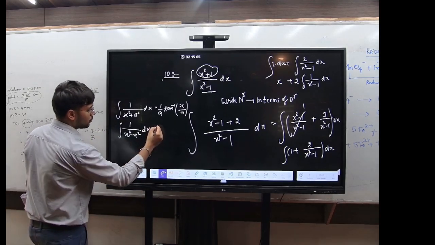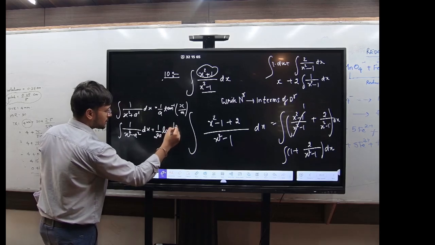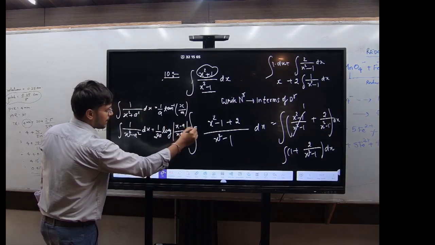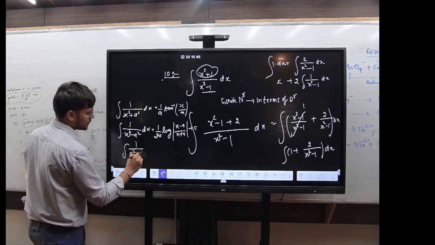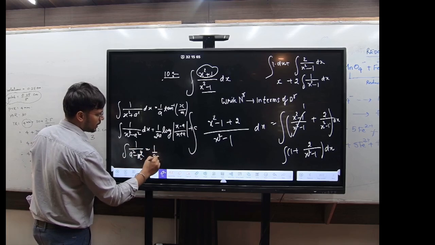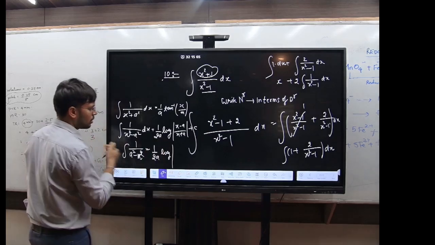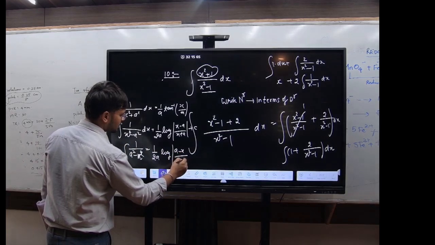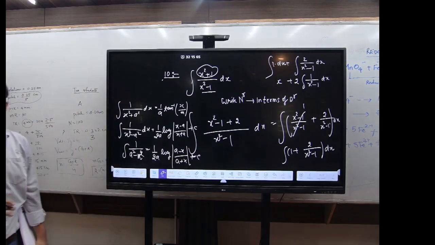This will be equal to 1 by 2a log |(x minus a) by (x plus a)| plus c. And the third, if this is the formula a square minus x square, then this will be again 1 by 2a log, what will be the formula? Log |(a plus x) divided by (a minus x)|. These three formulas, total 9.